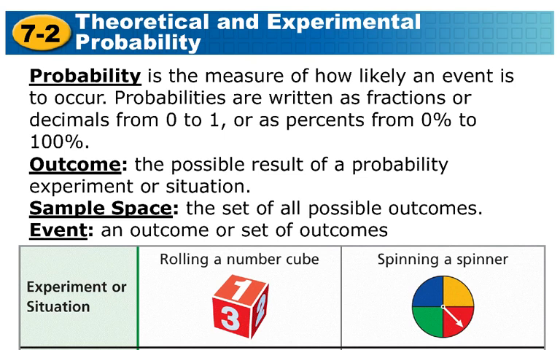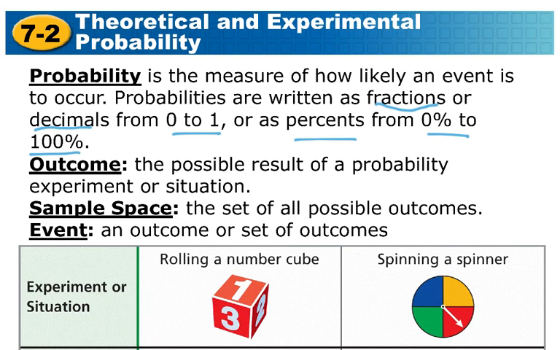It's the measure of how likely an event is to occur. Usually we think of probabilities in percentages, but you can also think of them as decimals from 0 to 1, or of course percents from 0 to 100. Sometimes we'll also talk about them as fractions, so 1 out of every 10, or whatever that happens to measure.